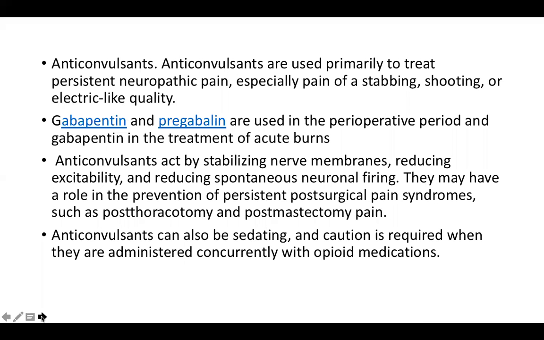Okay. Now, anticonvulsants. Anticonvulsants are also used primarily to treat persistent neuropathic pain, especially stabbing, shooting, or electric-like quality of pain. Remember, they are also CNS drugs, but their mechanism is entirely different. So, gabapentin, pregabalin, these are used in the preoperative period, and gabapentin is generally used in acute burns.